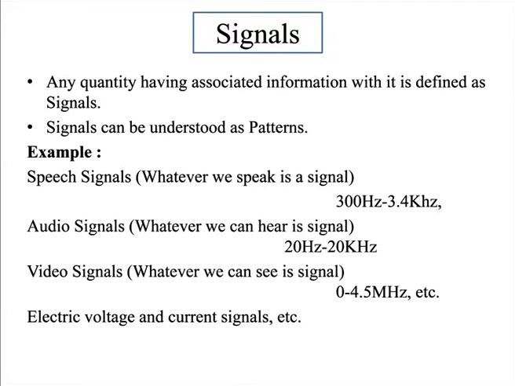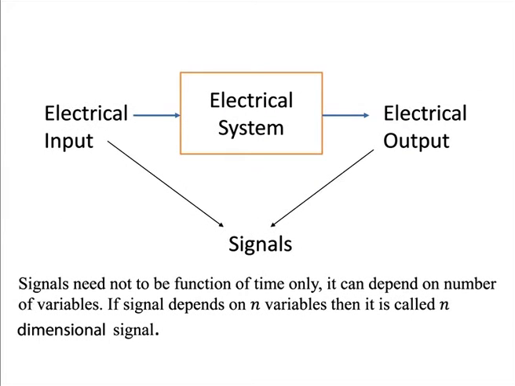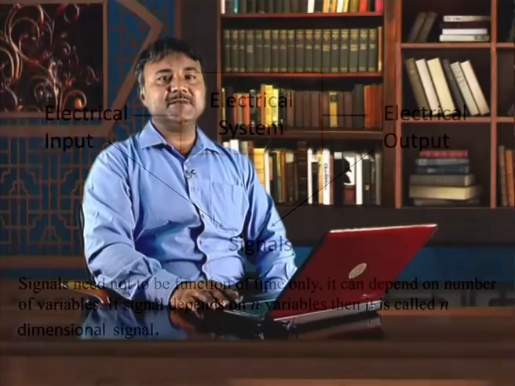Other than these speech, audio and video signals, we can also think of electrical voltage and current signals. If we see in the slide, there is an electrical system. We are giving an electrical input and we are getting an electrical output. So, both are signals, meaning the signal going inside the system and coming outside the system. In a system, any operation can be done on the signal.